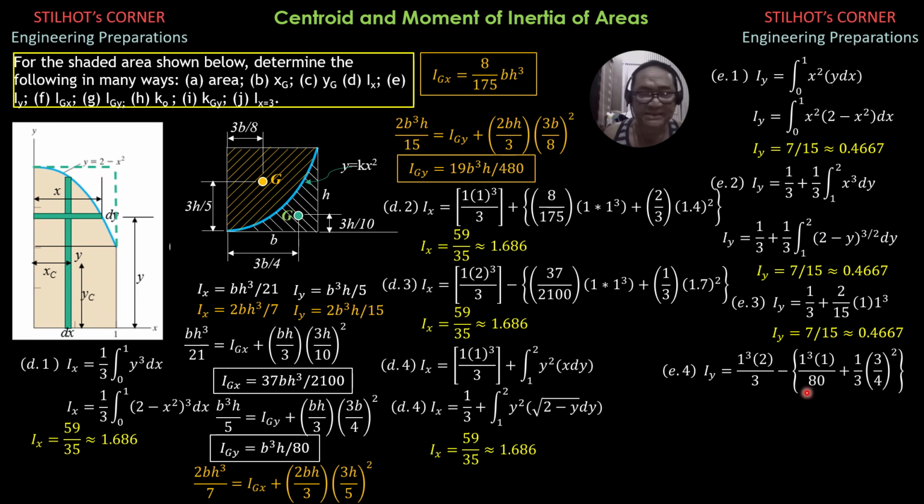But in this case, we transfer the formula. So IY with respect to the centroid of the spandrel of parabola, IGY of parabola is b cube h over 80, and that is 1 cube 1 over 80. Then plus area of spandrel 1/3. Then distance of centroid of spandrel 3/4 of 1, 3/4 from the y-axis, so 3/4 squared. So computing using your calculator, 7 over 15 or 0.4667.